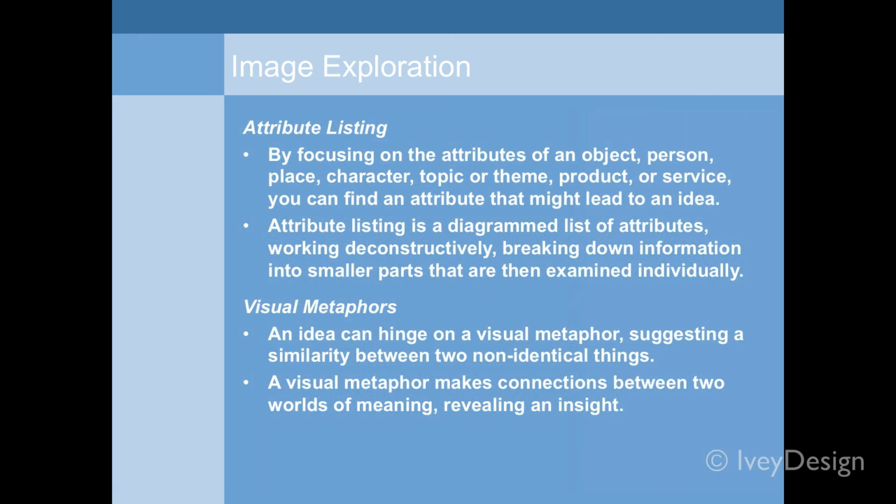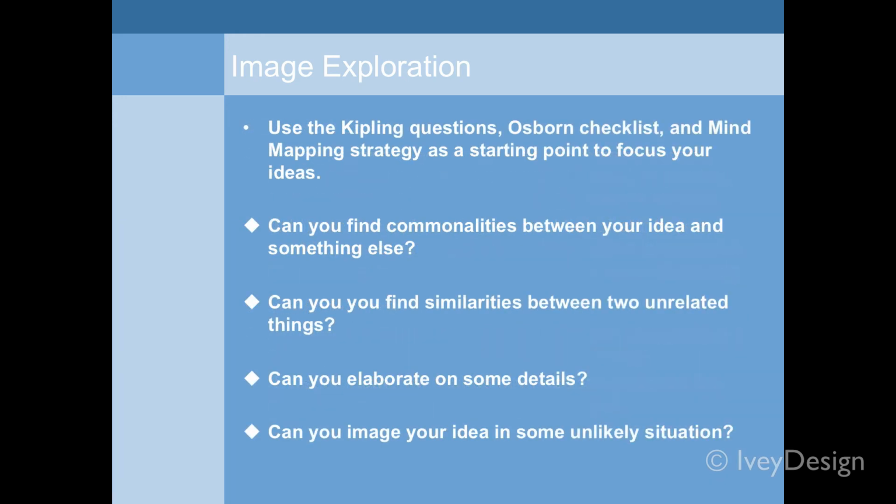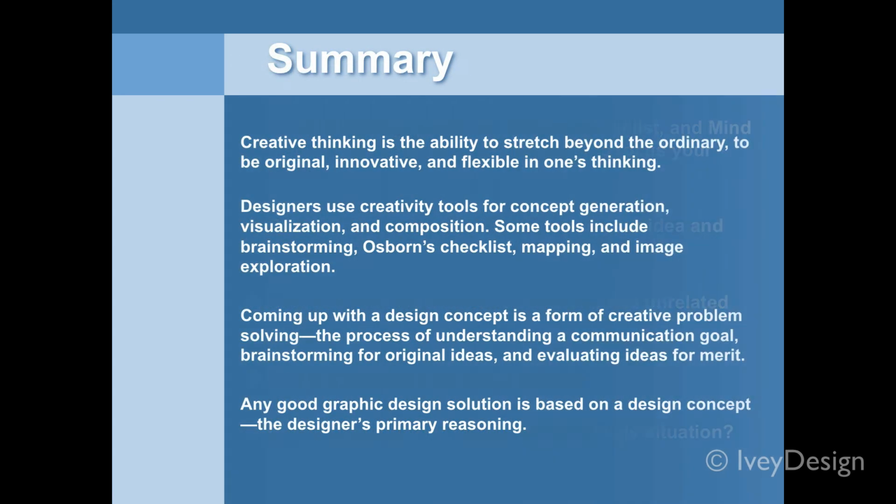Just as with brainstorming, you can break your sketchbook down into different ideas, either listing attributes or working with visual metaphors. You can use the Kipling questions or the Osborne checklist or even mind mapping as a starting point to focus your ideas. Keep these 4 questions in mind. Can you find commonalities between your ideas and something else? Can you find similarities between 2 unrelated things? Can you elaborate on some details? Or can you imagine your idea in some unlikely situation?